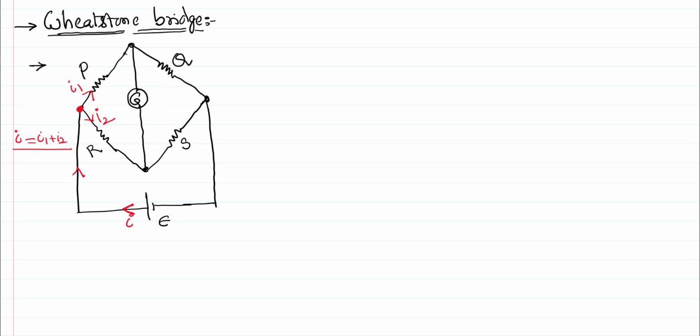Well, let us see how the current progresses further. I1 after reaching here will split between these two. Let some current pass to the galvanometer, Ig. The remaining current of I1 passes to the resistance Q. So how much is that? Out of I1, Ig has passed here. Then I1 minus Ig passes to the resistance Q.